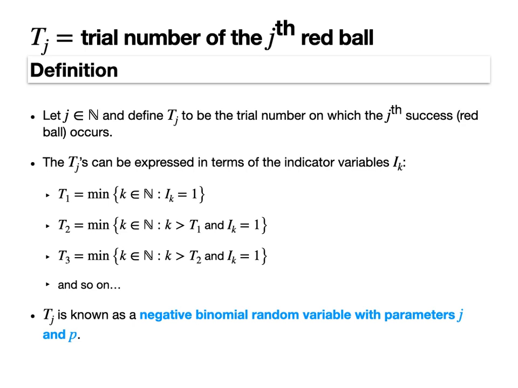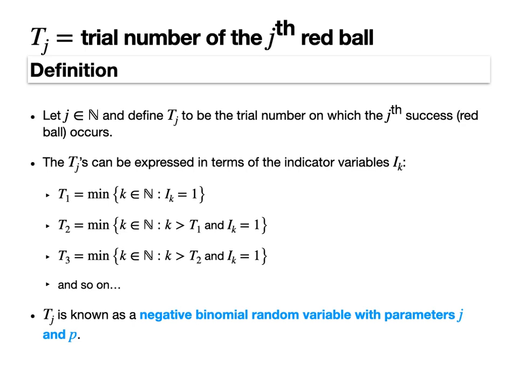So T sub 1, which represents the trial number of the first red ball, the first success, you could express as simply the minimum index k such that I sub k is equal to 1. So if your color sequence was, for instance, 0, 0, 1, then the first red ball would have appeared on trial number 3, and so T sub 1 would equal 3.